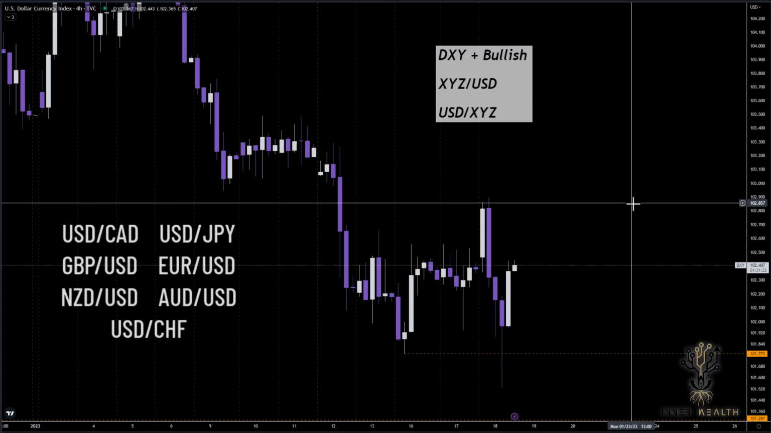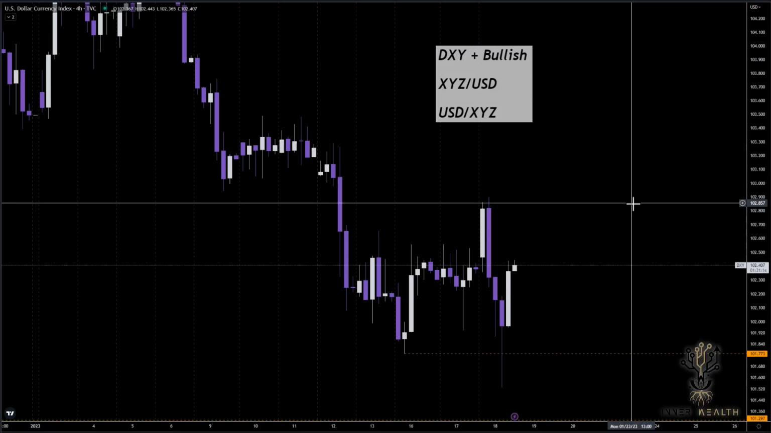The reason that I follow all the majors is because, in my opinion, they have one of the best price deliveries out in the market. And the reason you want to pay attention to the US dollar index, also known as the DXY, is because all the majors have the US dollar as either the primary or the secondary asset.